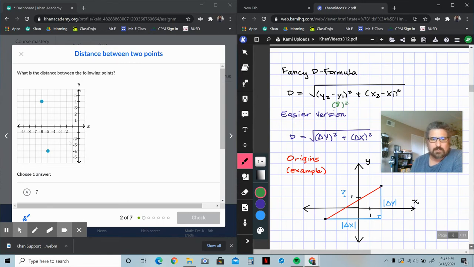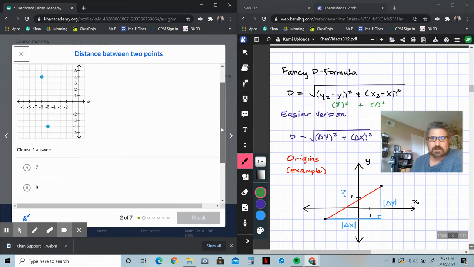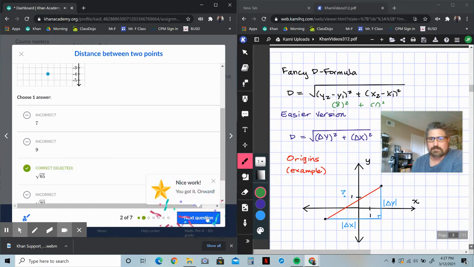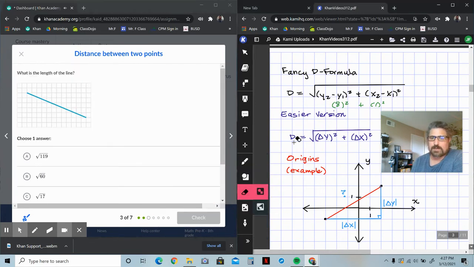And then we have over here the change in x. Well, that's going to be over 1. So that's going to be 1 squared. So really, it's just 8 squared plus 1 squared, and take the square root of that. So that's going to be 64 plus 1, which is 65. So this is going to be the square root of 65. So we look at the answer, square root of 65. All right, let's do the next one.